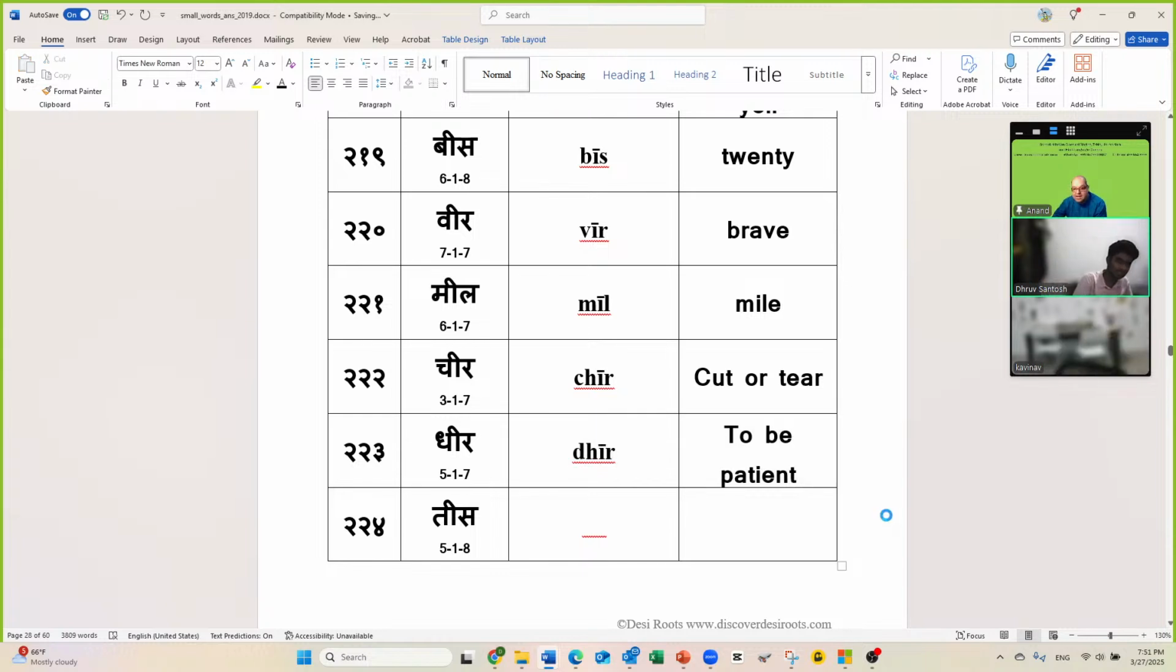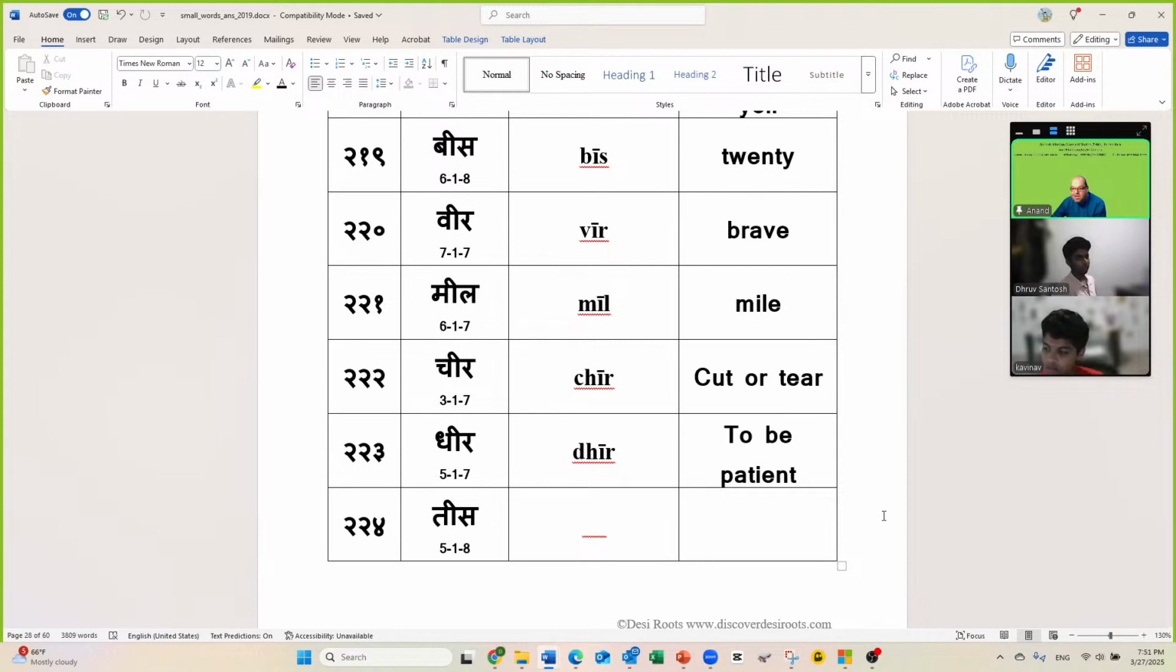No, you pronounced it wrong. Dheer. Dheer is to be patient. The real word is sometimes Dheeraj. Somebody who has a lot of patience. Sometimes boys are called Dheeraj. They have the name Dheeraj.